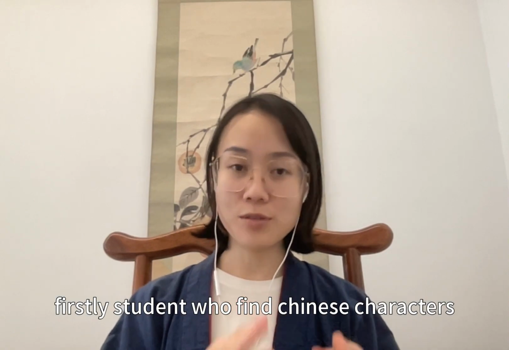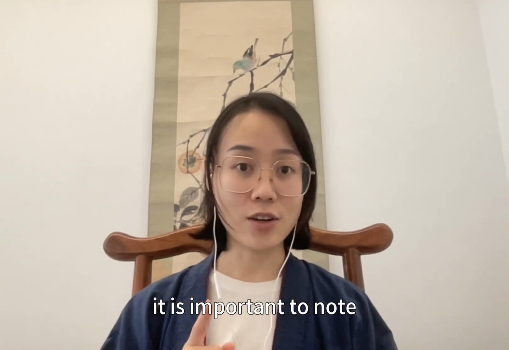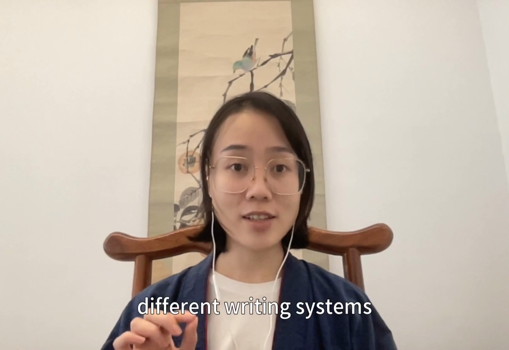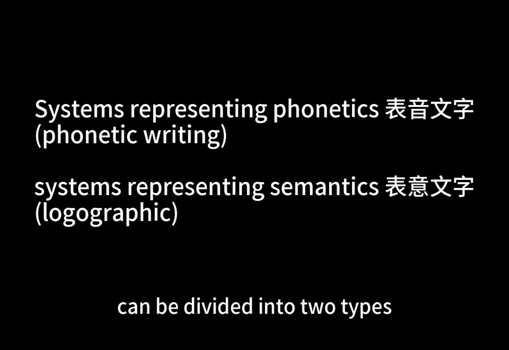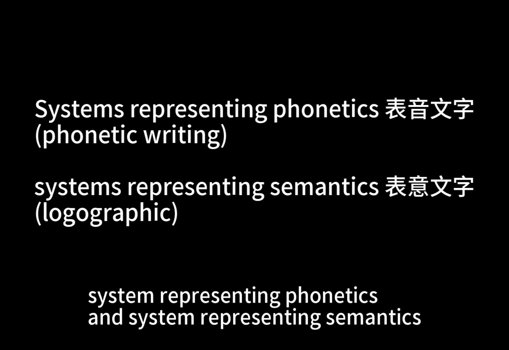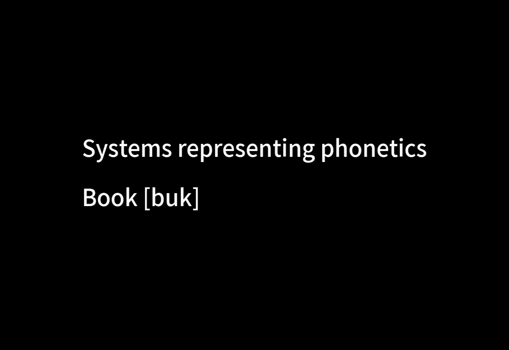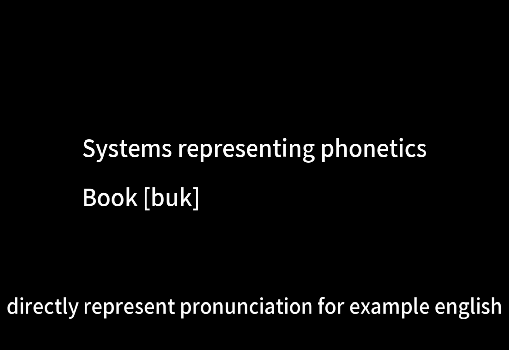Firstly, students who find Chinese characters difficult mostly come from English-speaking countries. It is important to note that Chinese characters and English characters are 2 different writing systems. Human systems of character creation for recording language can be divided into 2 types: systems representing phonetics and systems representing semantics. Most students' native languages use systems representing phonetics, where symbols directly represent pronunciation.